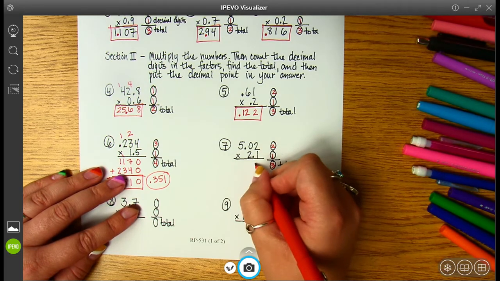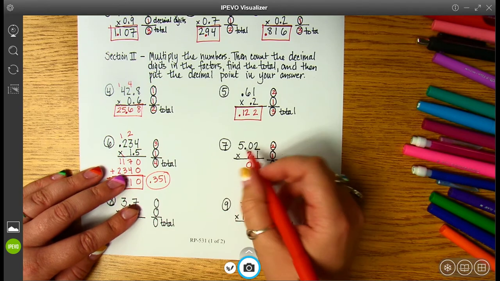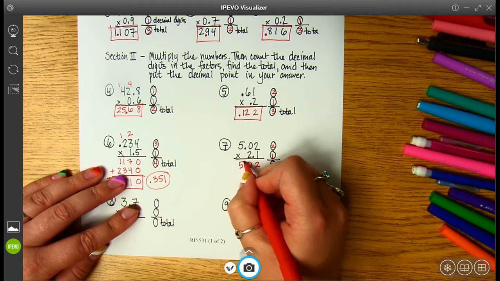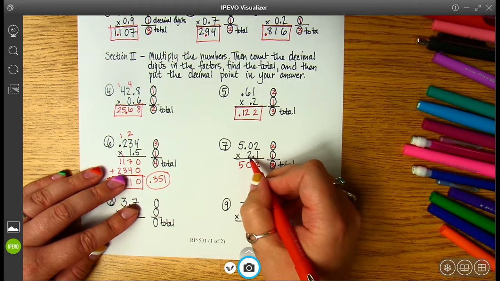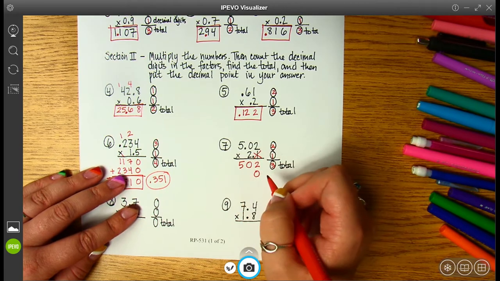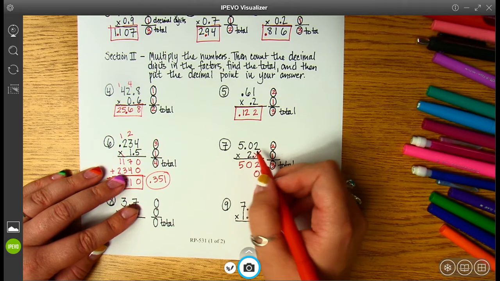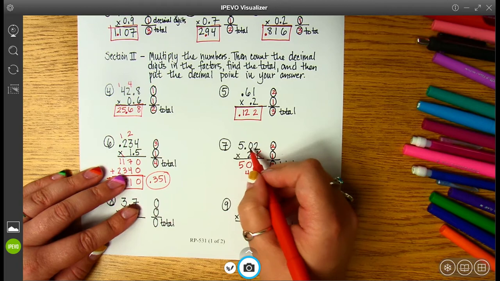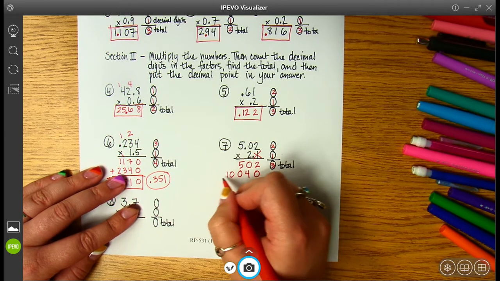1 times 2 is 2. 1 times 0 is 0. 1 times 5 is 5. Let's put a 0 placement holder right here and then move on to this one. And some people like to cross that number off, so they just focus solely on that one. That's okay. 2 times 2 is 4. 2 times 0 is 0. And 2 times 5 is 10.